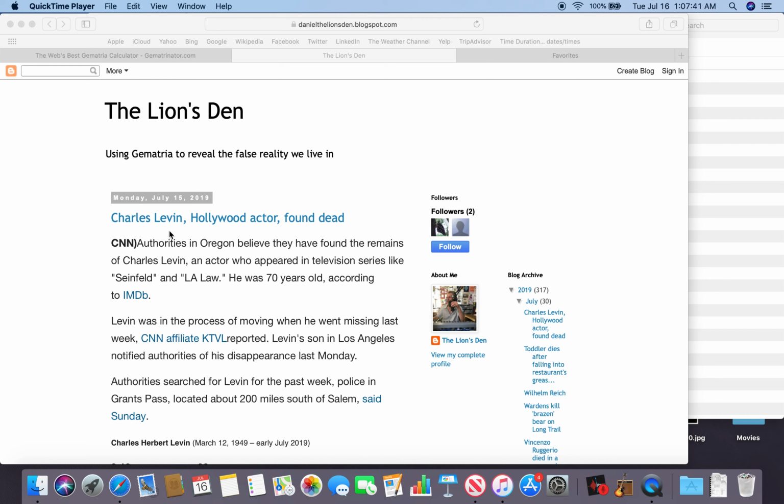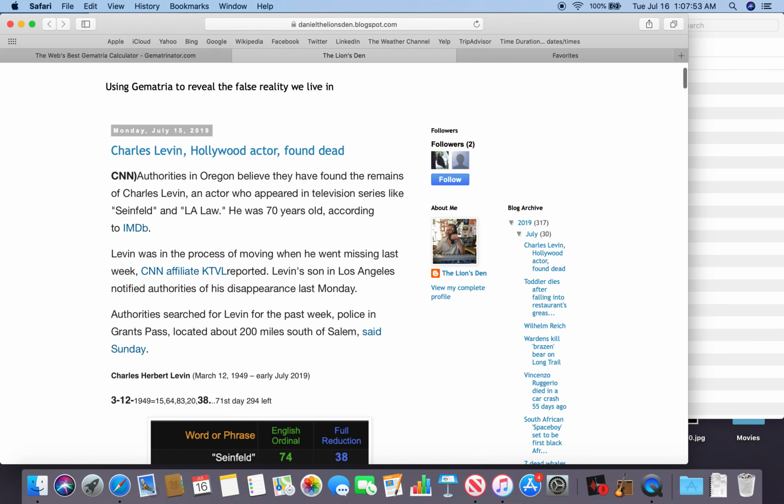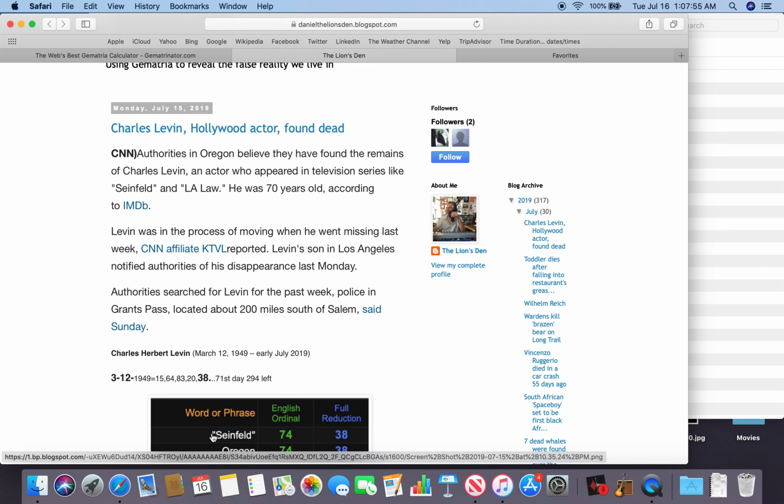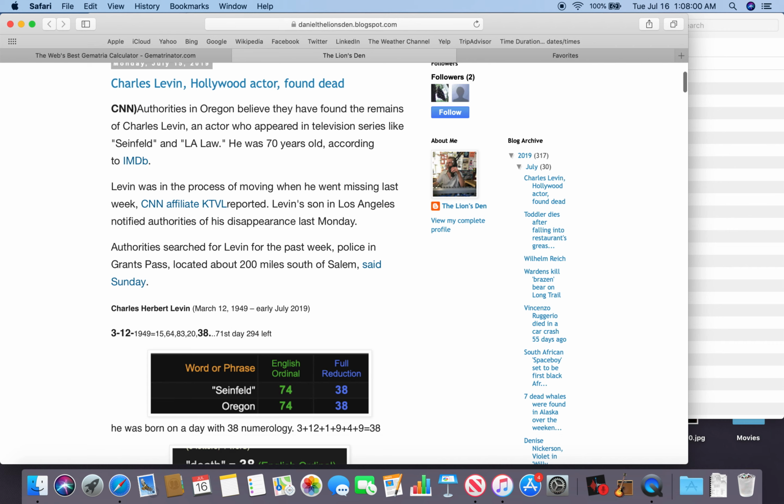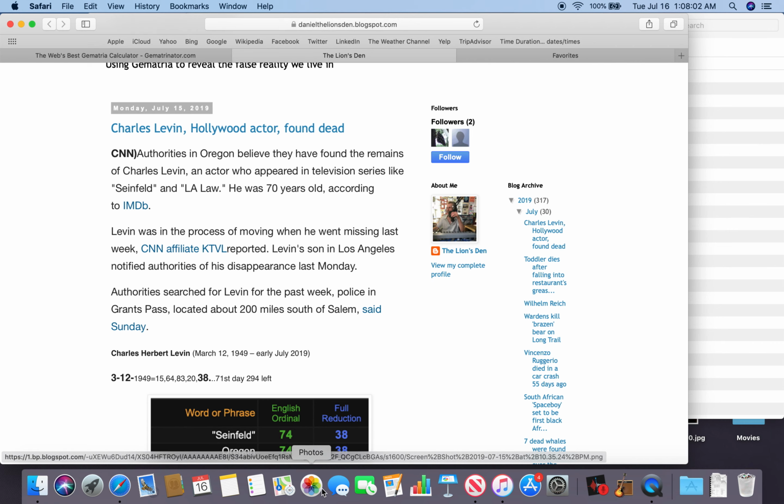So this story came out. I saw this today. Charles Levin, Hollywood actor, found dead, 70 years old. He was in Seinfeld and L.A. Law. This was just a quick decode. Notice that Seinfeld and Oregon, where he was found dead, have some pretty interesting gematria, both 74 and 38. 38 was on a day with 38 numerology he was born. We don't know when he died. If you read on with the story, not really sure when he died.